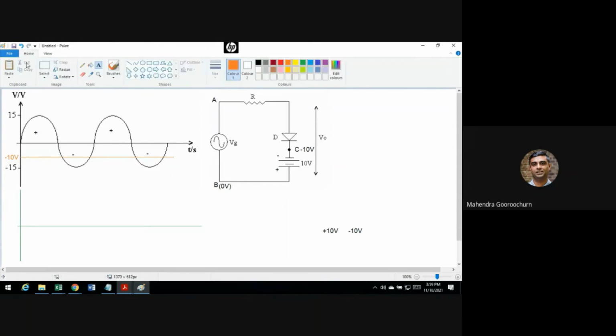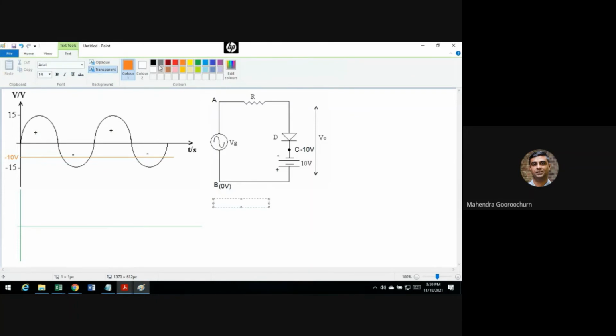Now let's write it down as we did earlier. Now look at VG. So when this diode D is forward biased, that's a question now for you. If I just write it here, when is D forward biased according to you, knowing that one side is minus 10?